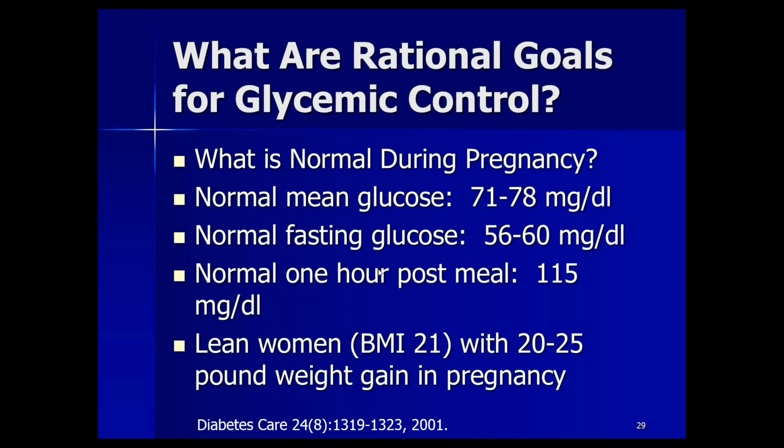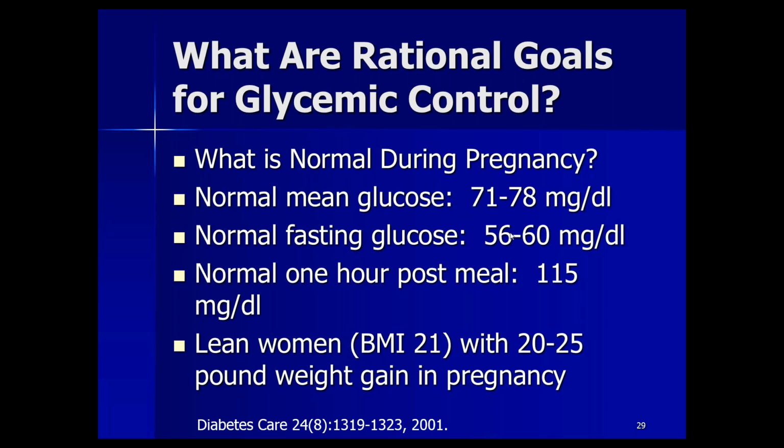Now, I want to refer here, and I use this as a baseline for my patients to sort of counteract that family input that I talked about. This is a study out of Italy in lean women who had an average BMI of 21, as you can see, who gained 20 to 25 pounds of weight during the pregnancy, and looking at what their normal sugars were. These are non-diabetic patients. Their normal mean glucose was 71 to 78. Their normal fastings were 56 to 60. Normal 1 hours for this group was 115.